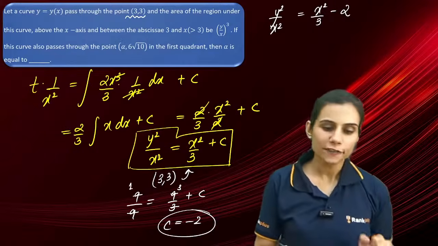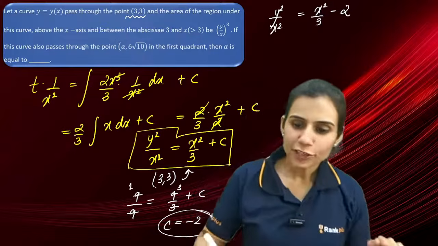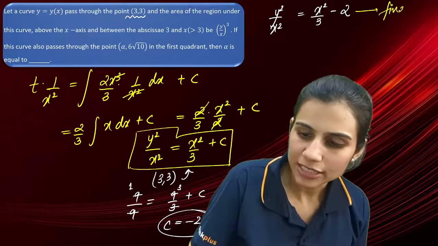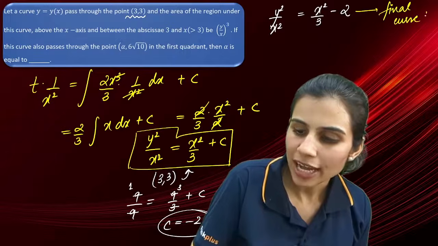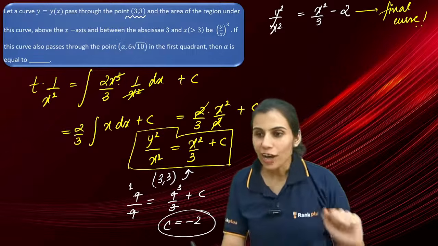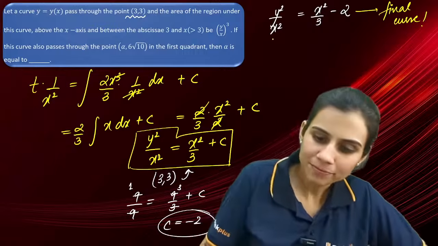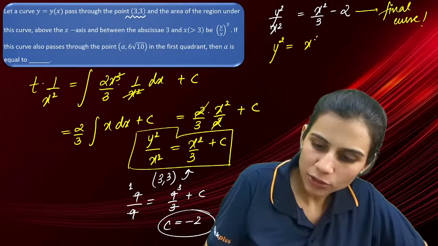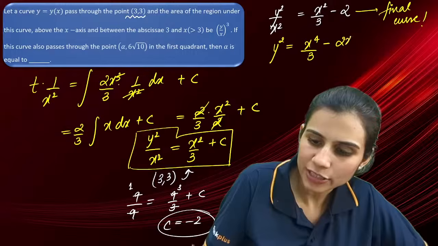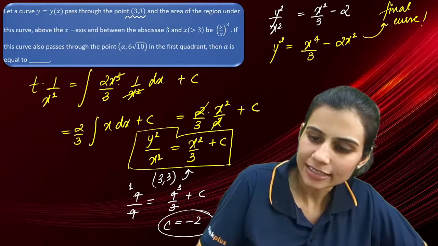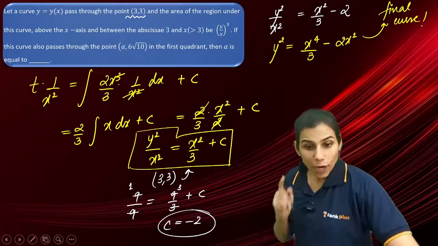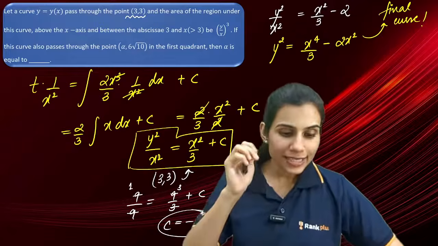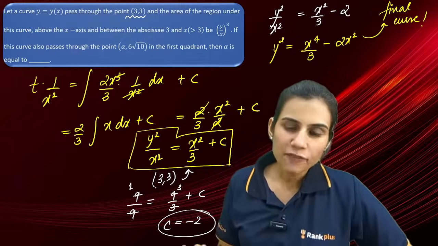This is your curve. Now that you have your final curve with you, this has no more unknowns involved. Now, what can I do? See, this is y square equal to x to the power 4 by 3 minus 2x square. Let's say this is the final curve. Now, it also passes through alpha comma 6 root 10.